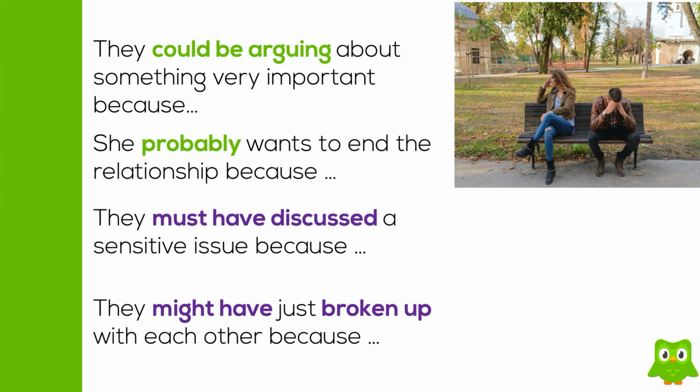The ones in green, could be arguing and probably, are speculating about the present, so about now. The ones in purple, must have discussed, might have just broken up, are speculating about the past. But that past is affecting the present right now. Okay, so that's the simple method you can use.